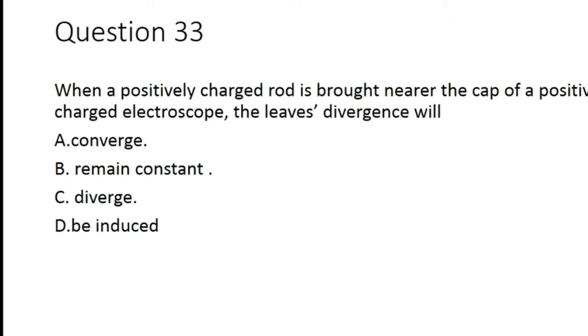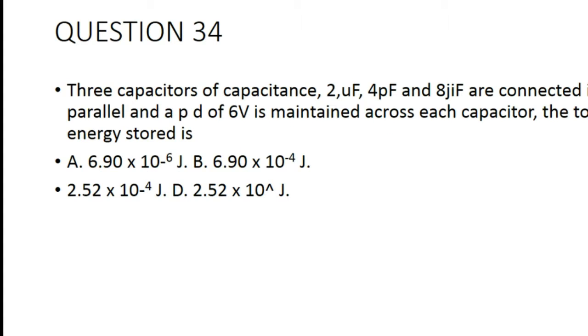33. When a positively charged rod is brought near the cap of a positively charged electrode, the leaf's divergence will A. Converge. B. Remain constant. C. Diverge. D. Be induced. The correct option here is C. Diverge.